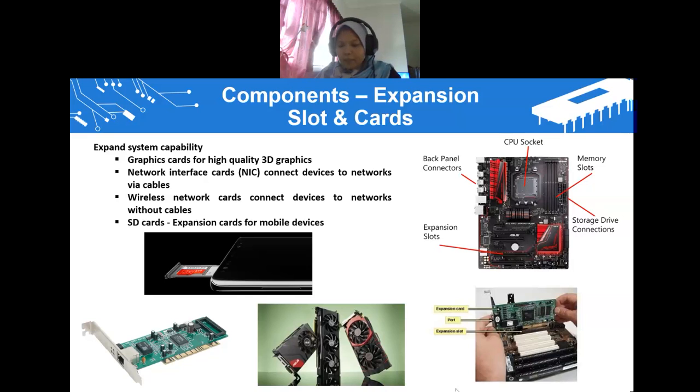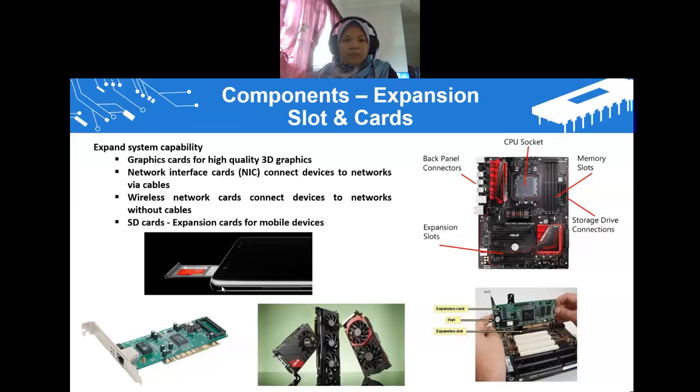An example of an expansion card is a graphics card, which provides high quality 3D graphics and animation for games and simulations. Network interface card, also known as a network adapter card, its function is to connect the system unit to a cable that connects to the network. And SD card, which is an expansion card for mobile devices.